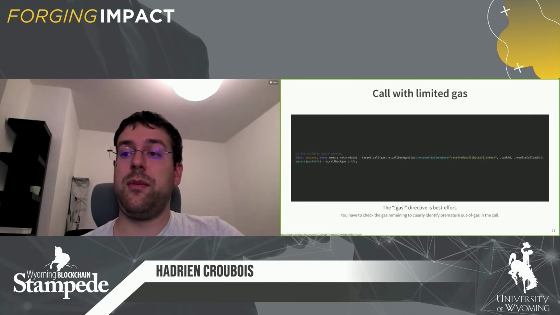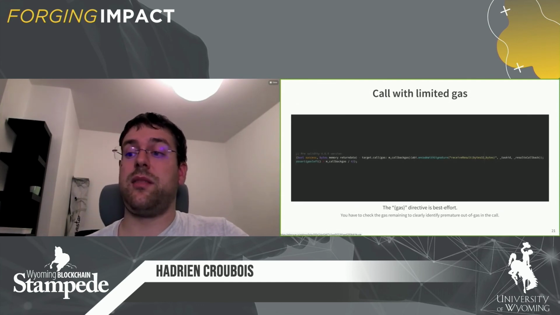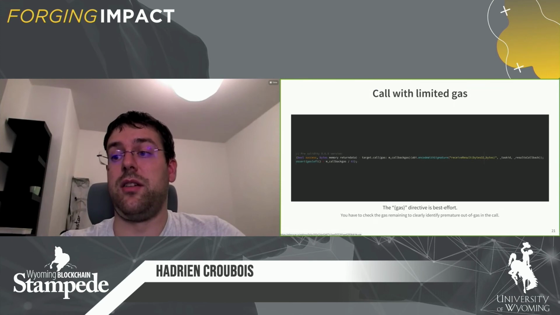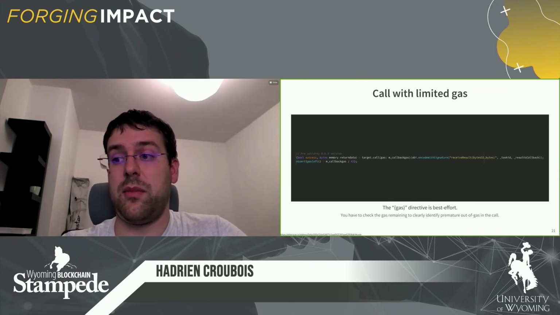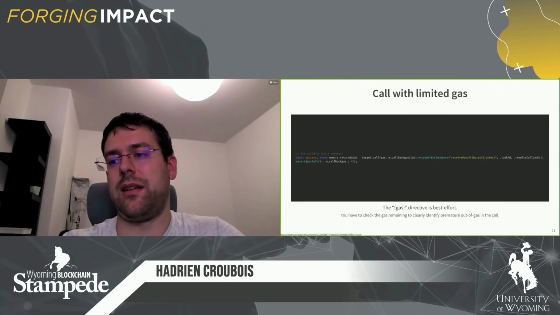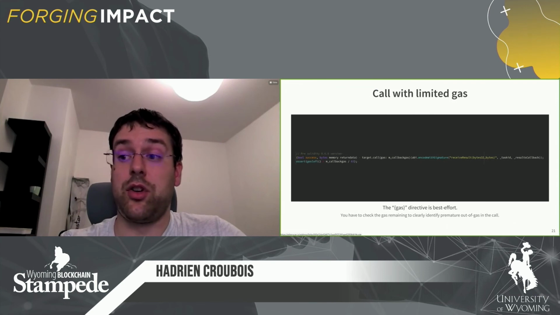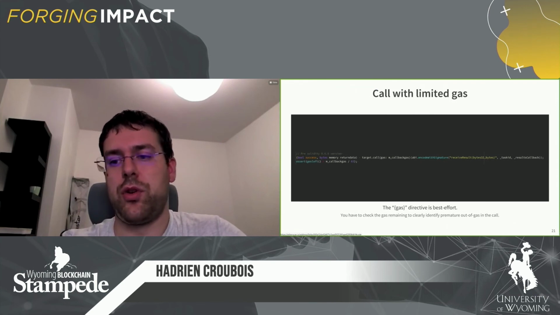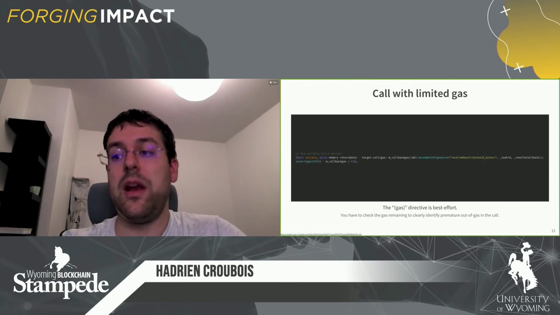There is a call with limited gas. This has been discussed a lot in the meta transaction ecosystem. I mean, we discussed that with MetaMask and with many people on Twitter. And you should be aware that if you do an arbitrary call using the gas directive, this is best effort. If there is not enough gas available at that part of the execution, then it will not revert. It will just continue with the smaller amount of gas. And if you want to make sure that your call will at least have the amount of gas that you specified.